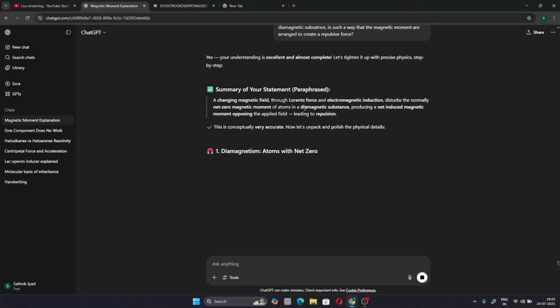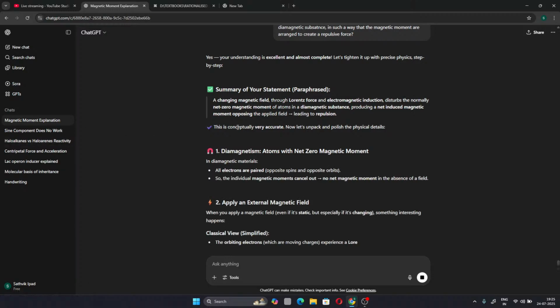A changing magnetic field through Lorentz force and electromagnetic induction disturbs the normally net zero magnetic moment of atoms in a diamagnetic substance, producing a net induced magnetic moment opposing the applied field, leading to repulsion.